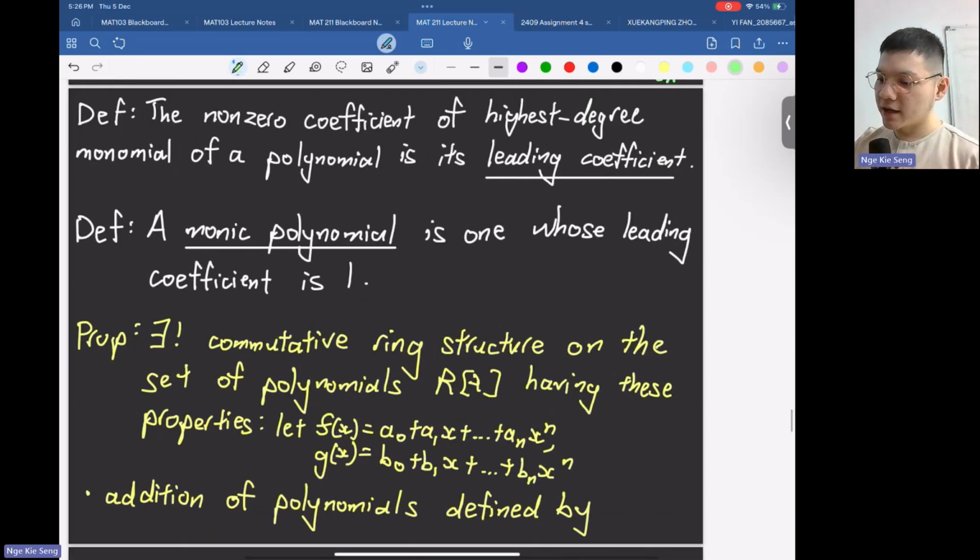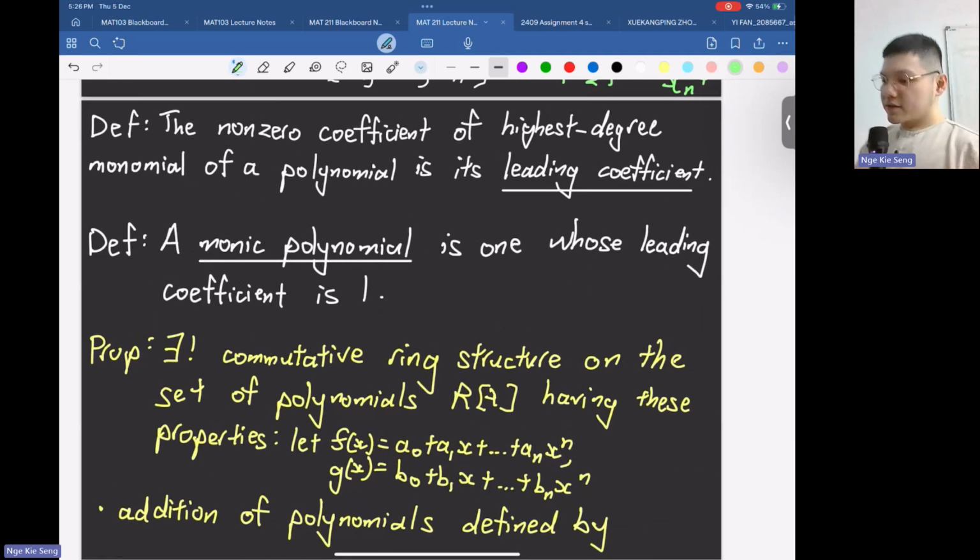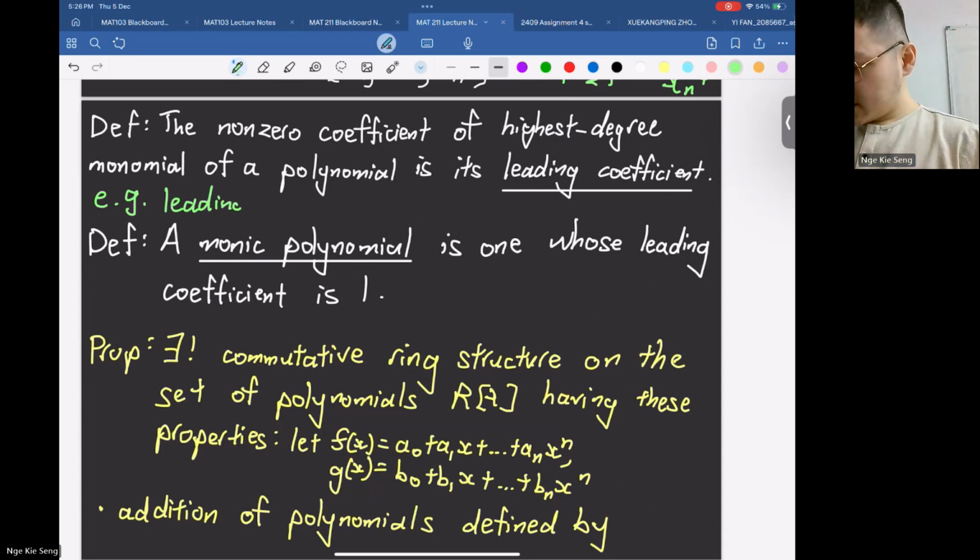Okay. Next part, I want to define what's called the leading coefficient. So why is the coefficient called leading? The non-zero coefficient of the highest degree monomial of a polynomial is the leading coefficient. So for example, let me give you an example. What's the leading coefficient, let's say, of the polynomial 1 plus x squared?